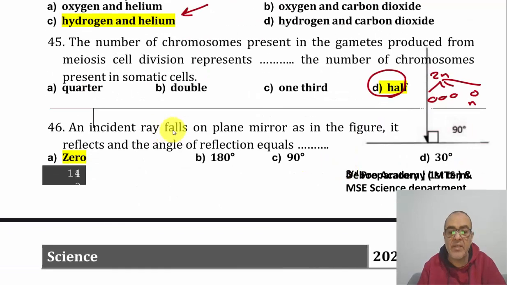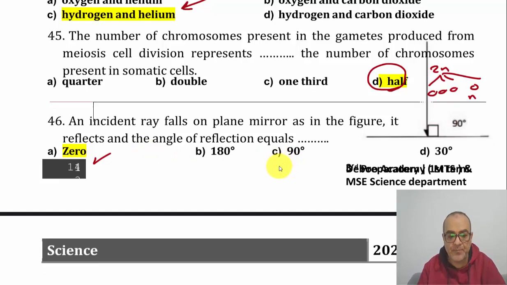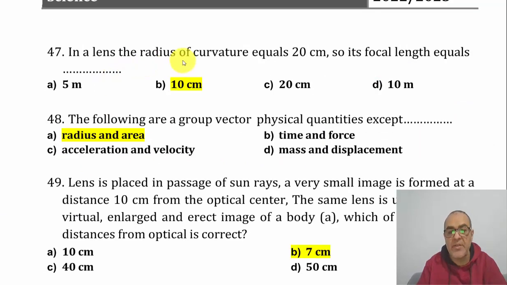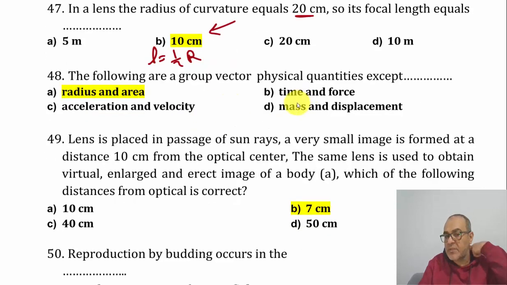An incident ray falls on the plane mirror, as in the figure here, and it reflects on itself, because the incidence angle equals the reflection angle, equal to 0. In a lens, the radius of curvature equals 20. So the focal length is half, and we said that the focal length is half the radius, so it's 10 centimeters. The following are a group of vector physical quantities except: radius and area.